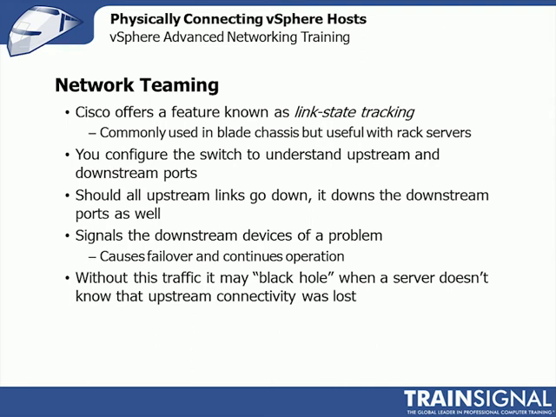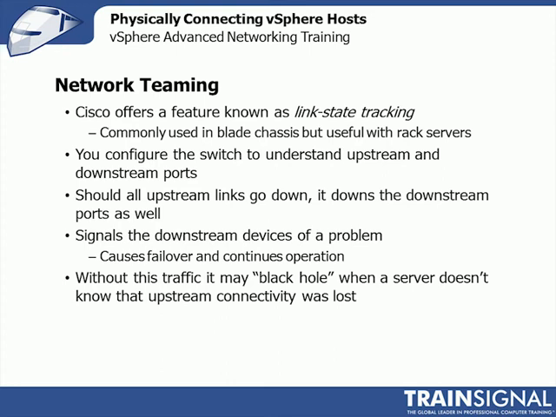If all the upstream ports go down, the links are dead, it then passes that link down message to the ports going to vSphere. vSphere sees those links go dead and stops traffic. So you would set it up to use link status tracking on the vSphere host, and then the switch would actually down the ports on its side, which would down the ports on the vSphere side. When the upstream ports come up, it'll turn the downstream ports back up. So it basically signals that connectivity loss down.